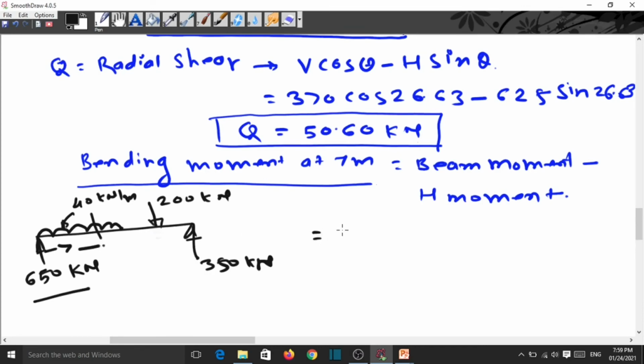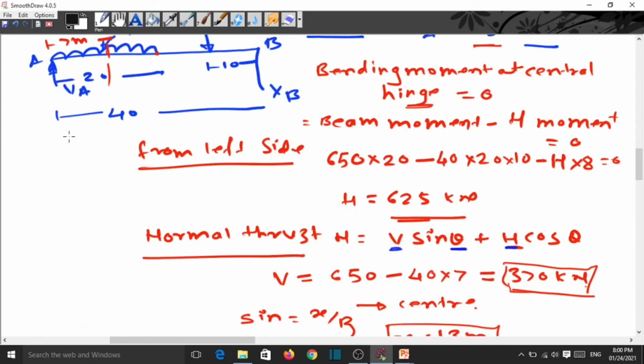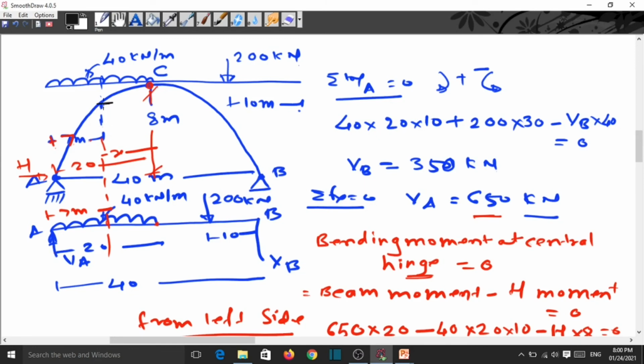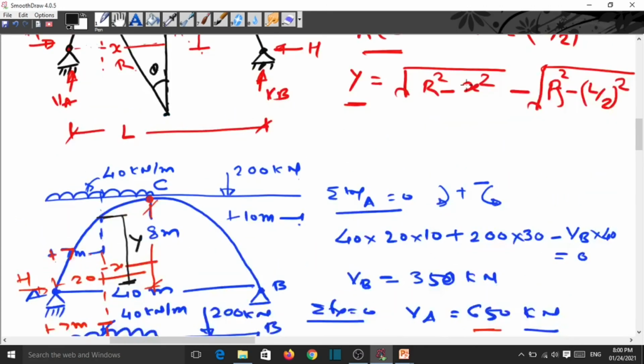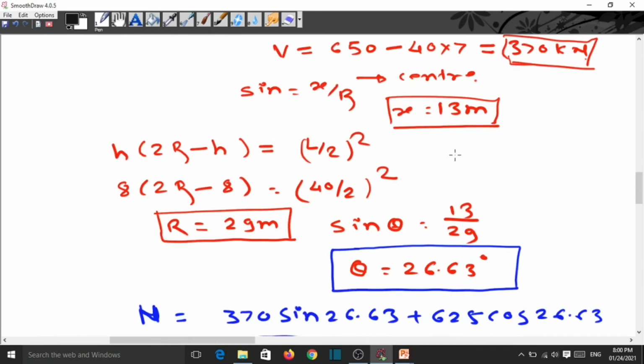So we write here, equal to 650 into 7, which is a sagging bending moment, then this load creates the hogging bending moment, so minus 40 into 7 into 7 by 2, then minus H into Y. Now where is the Y here? This is the Y, the distance from here up to this span is Y. So how to find this Y? This is the formula here.